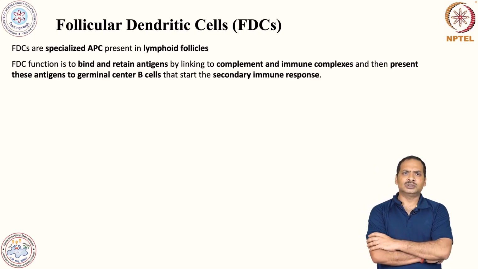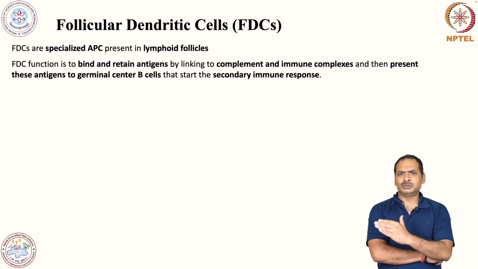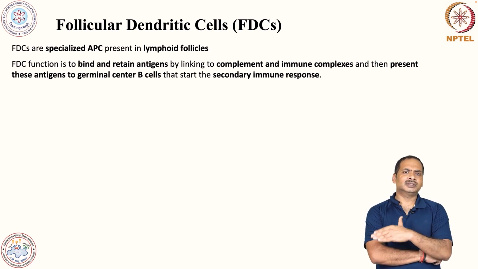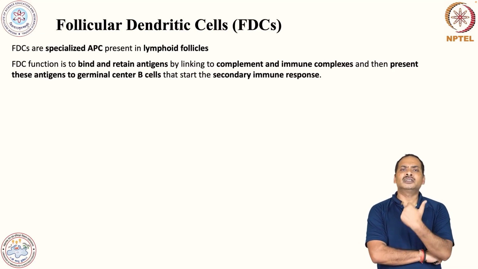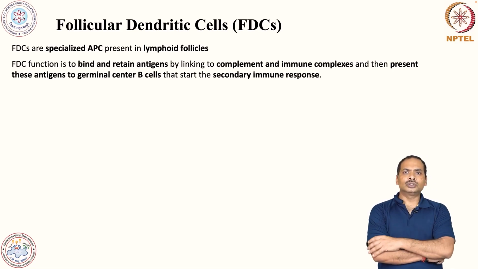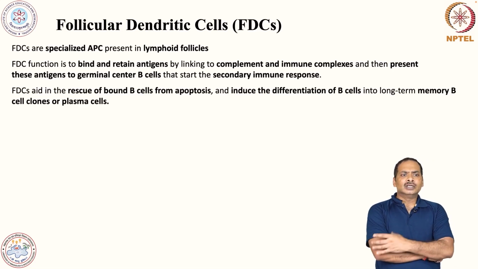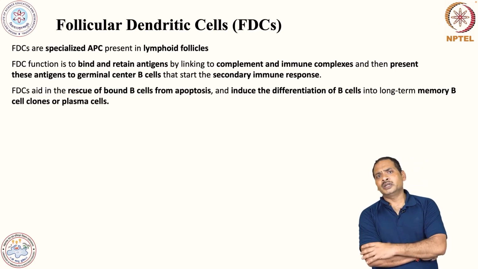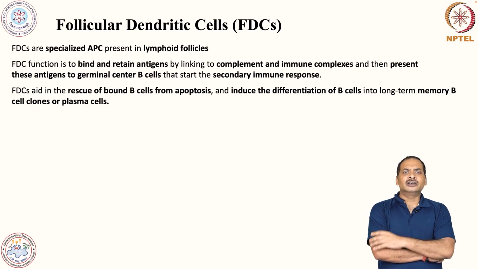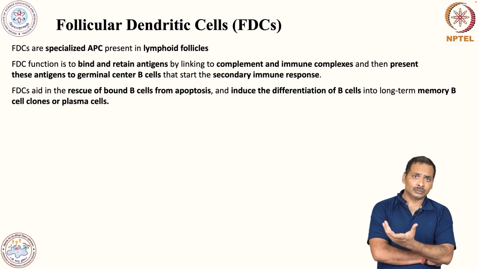which will make the plasma cells. Then this plasma cell will produce a robust amount of antibodies against the antigen. They also play an important role in affinity maturation, which probably you will not understand at this stage. Affinity maturation is a step by which there is generation of high affinity antibody against the antigen. So, all those roles are played by the follicular dendritic cells.